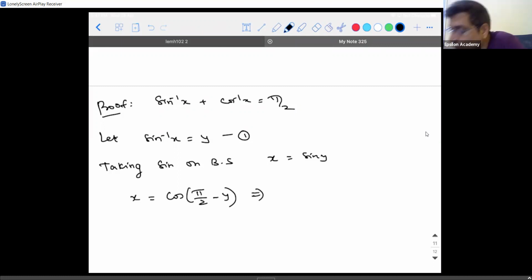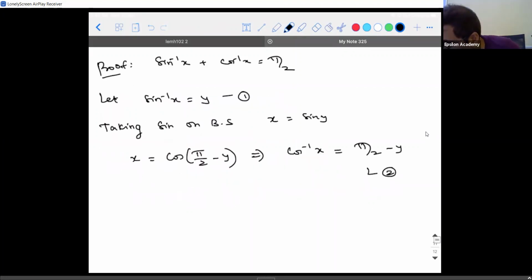Correct? So, from this I will take cos inverse on both the sides, then I will get cos inverse of x is equal to pi by 2 minus y. Tell me if there is any doubt in this step. Is every step clear to everyone? Yes, sir. Good. So I will take this as 2.